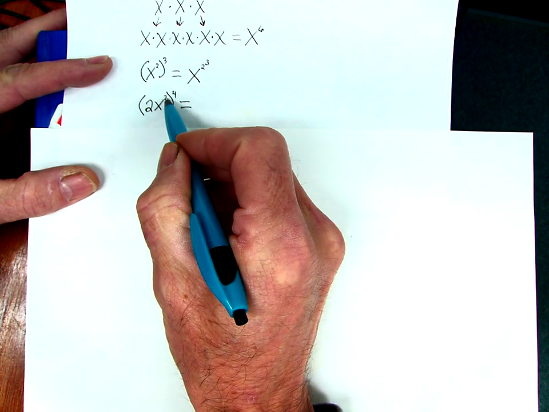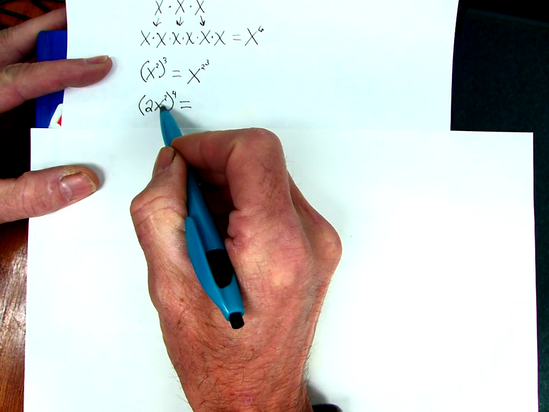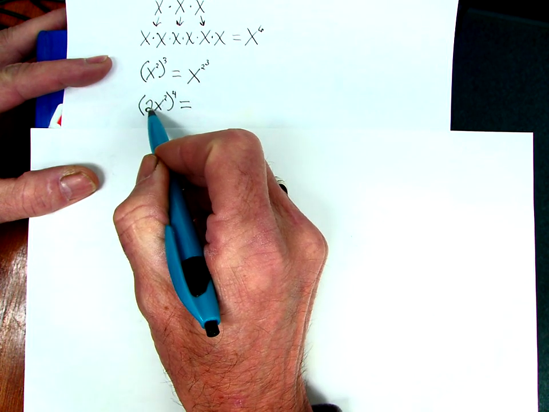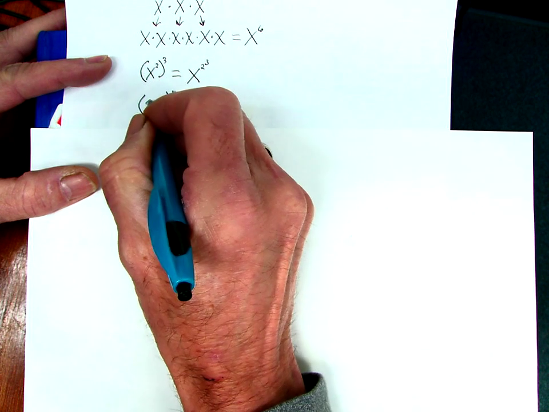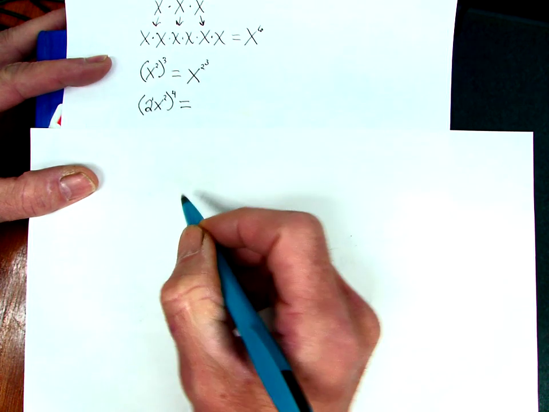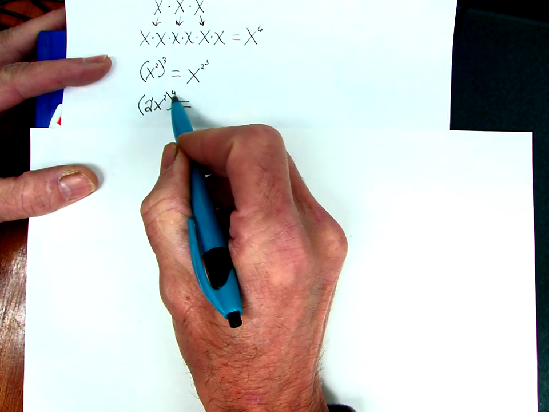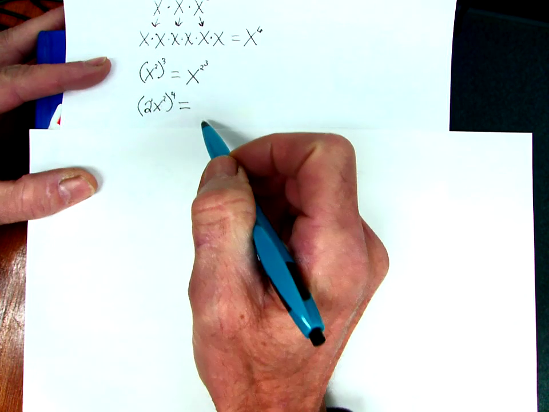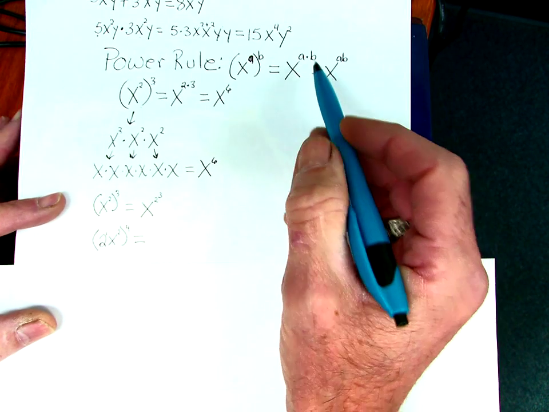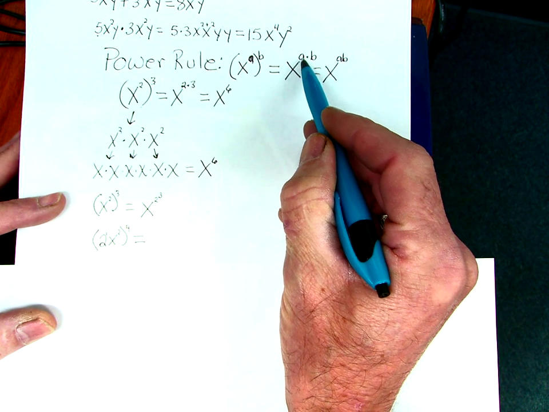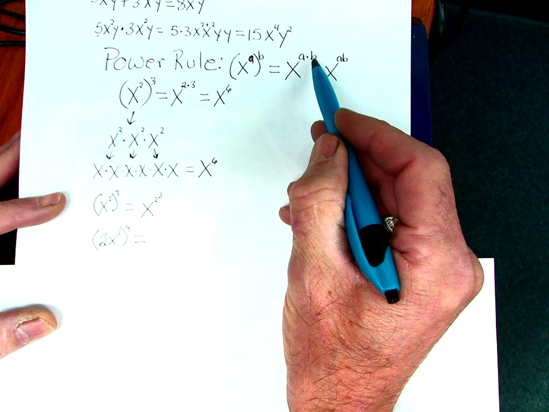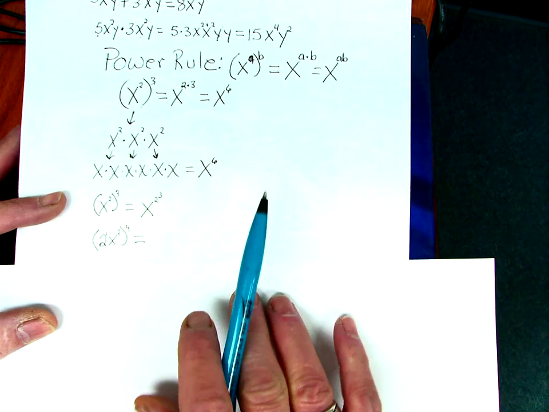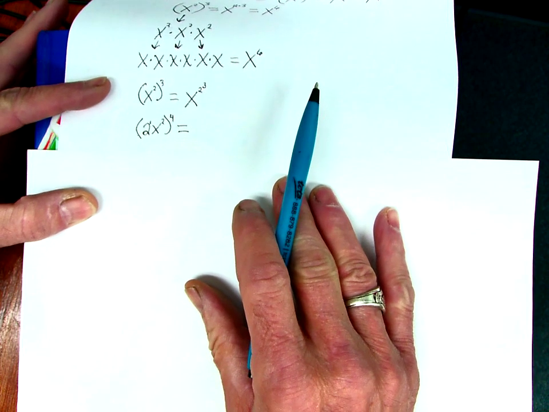Now this 2 on the inside, this exponent, only belongs to the x. It does not belong to the 2. The 2 has its own power, which is 1. Both of these are going to get raised to the 4th power. The power rule again is the 1st power times the 2nd power. The power on the inside of the parentheses times the power on the outside of the parentheses.